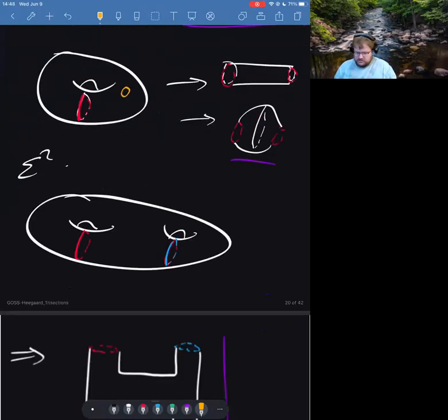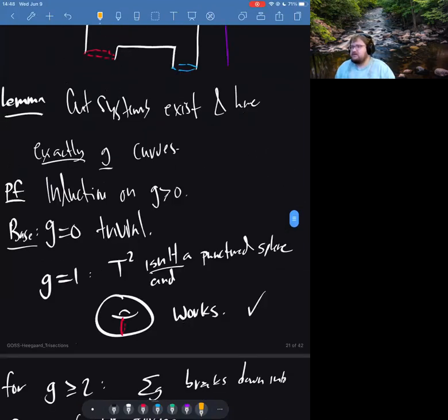Okay, so let's prove that cut systems exist. Because a priori, maybe on some crazy high genus surface, you can't find a complete collection of curves. So the lemma is that they exist and they have exactly g curves. We're going to do this by induction. Well, I already showed the g equals zero case. It's trivial, right? Pick the empty collection. And the genus one, well, T2 itself isn't a punctured sphere, but cutting along this red curve works.